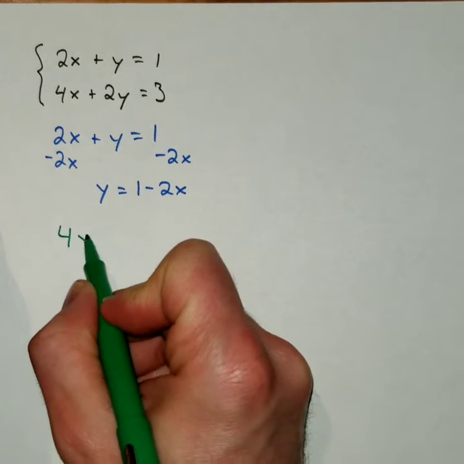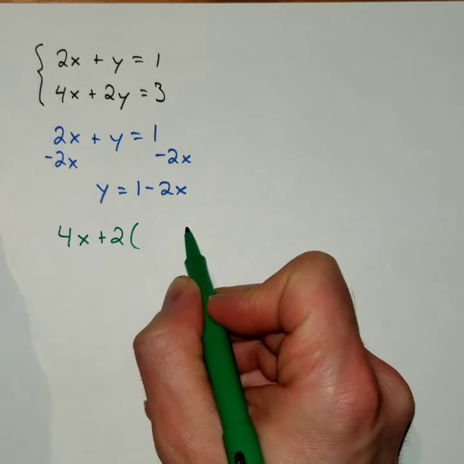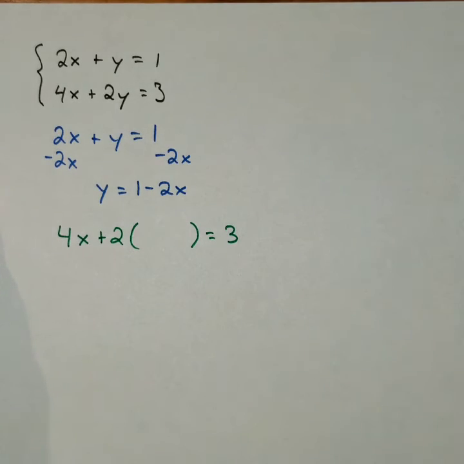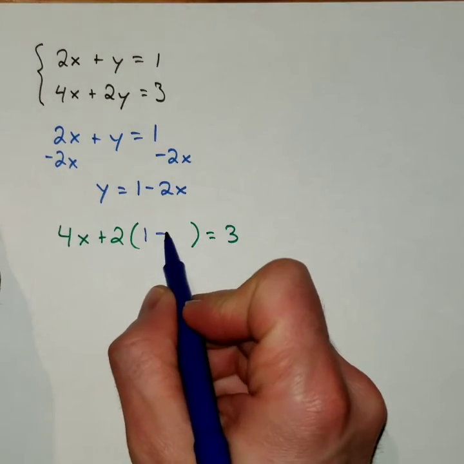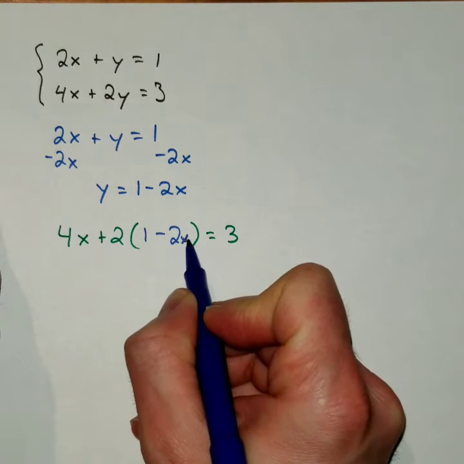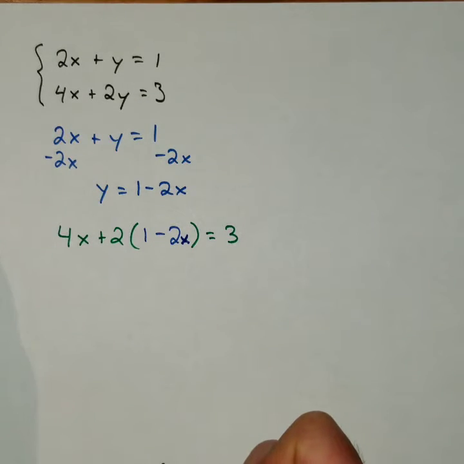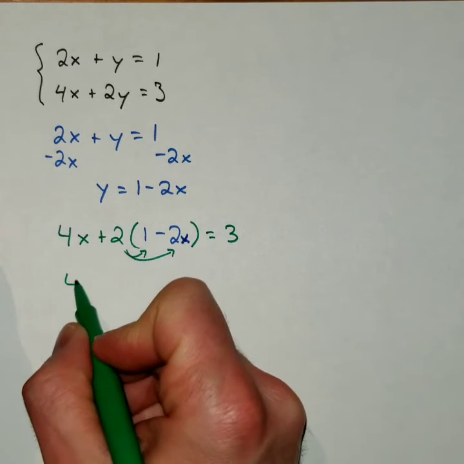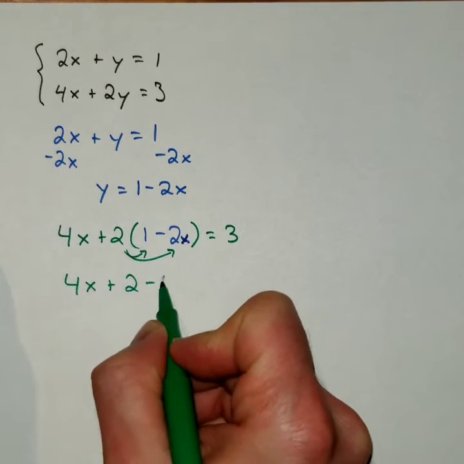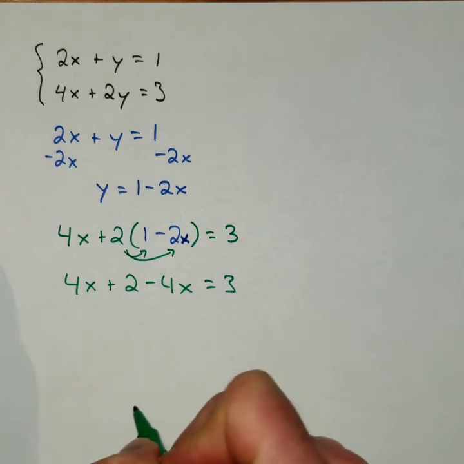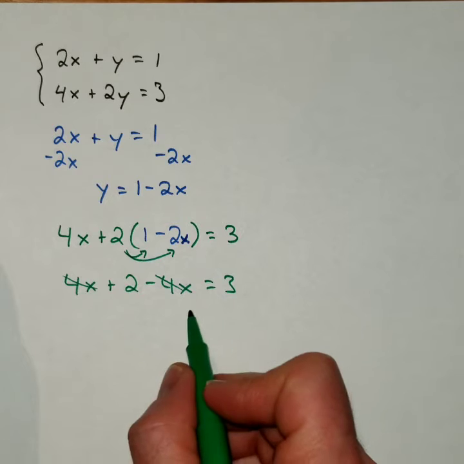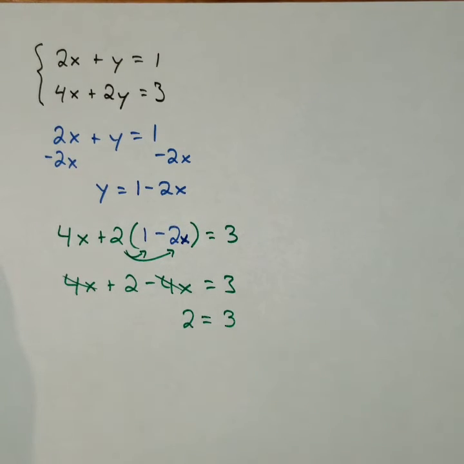Alright, next we have to substitute this new expression for y into the other equation. So we go 4x plus 2 times that new expression equals 3. And of course the new expression is 1 minus 2x. Okay, so now we solve this by distributing the 2. We'll get 4x plus 2 minus 4x equals 3. 4x minus 4x adds up to 0. And I just have 2 is equal to 3.